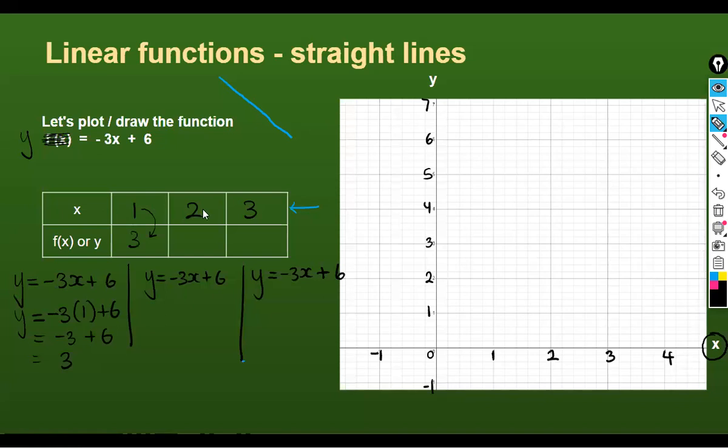In the next one, you have to pretend x is 2 to get the corresponding value of y. So you go back to the same equation. Replace x with 2 this time. -3 by 2 is -6, plus 6. -6 plus 6 is 0.